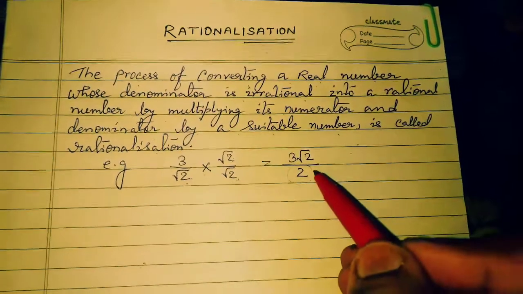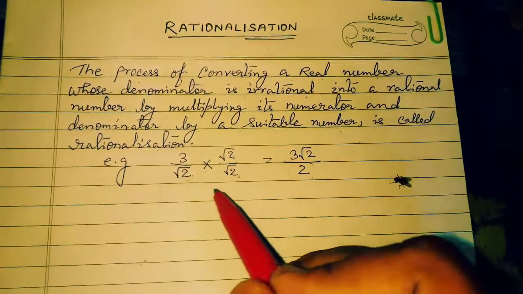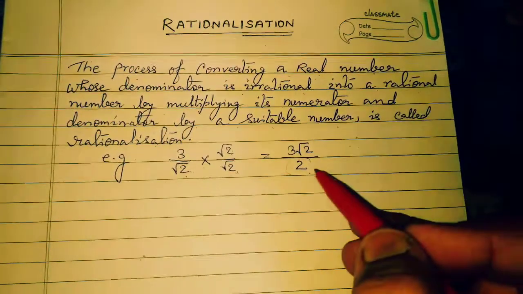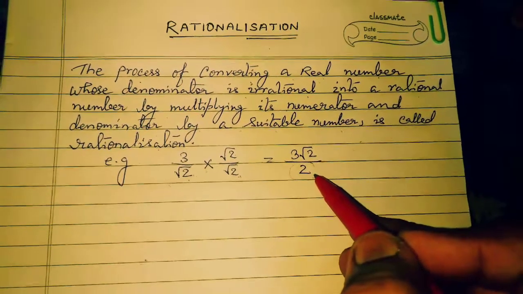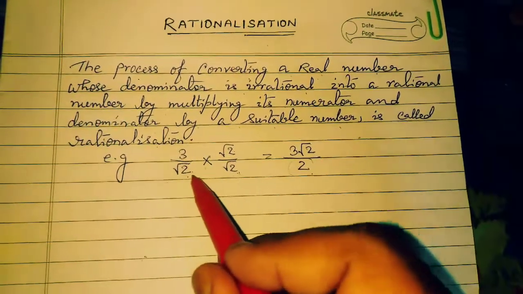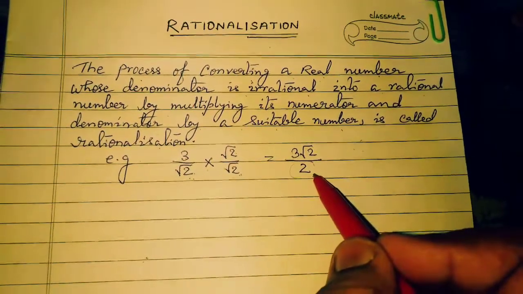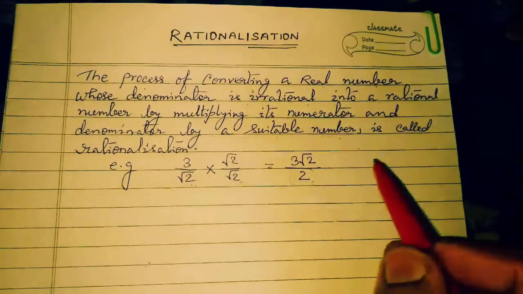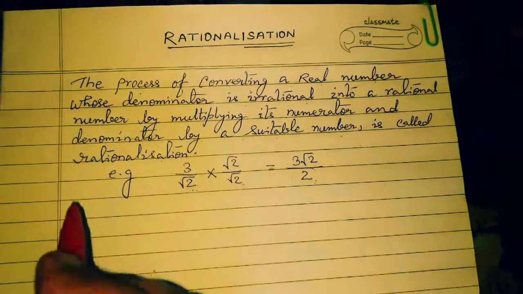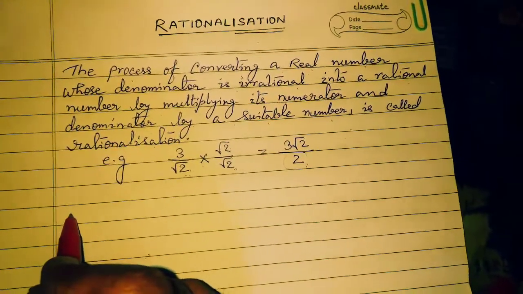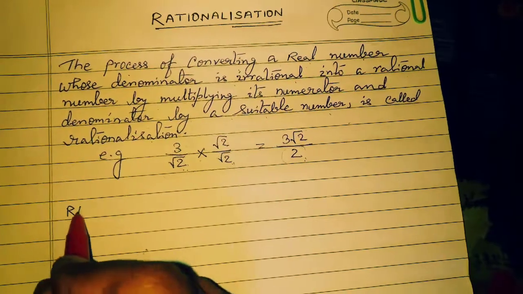So finally, rationalization means if a root is in the denominator, it will be converted into rational. That is, the irrational number in the denominator is converted into a rational number. That is called rationalization. So for rationalization we need a rationalizing factor.